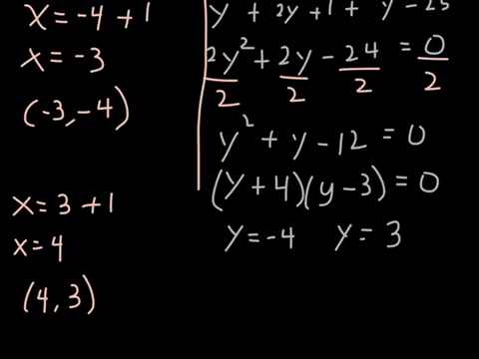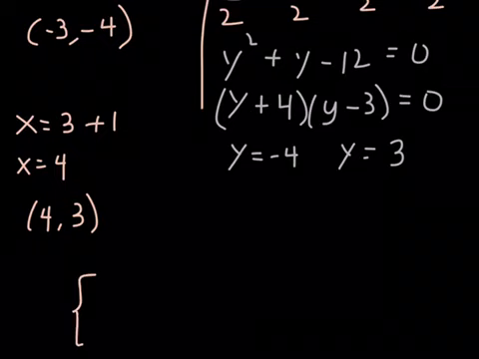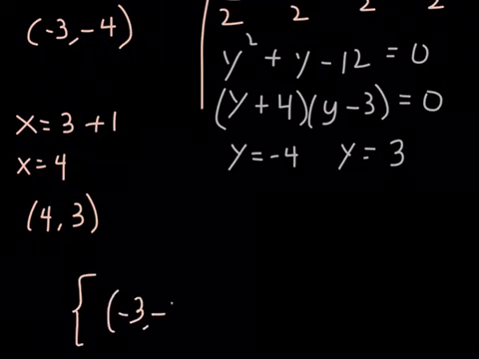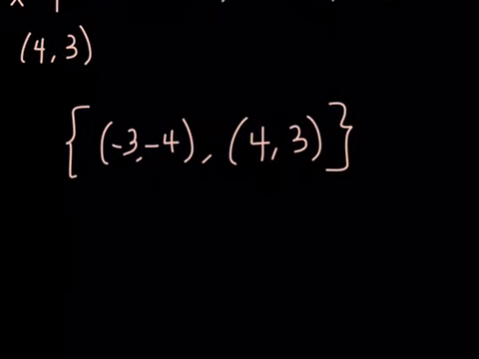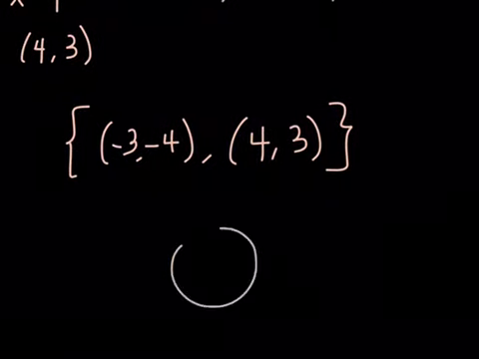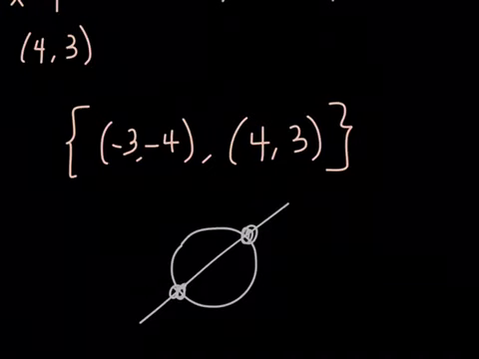I'm going to write my final answer as a solution set, okay? I'm going to ask you to do the same thing. So here's my solution set. One point of intersection is negative 3, negative 4. And the other one is 4, 3. Then you're done. So you can definitely see that the visual that I showed you earlier, you're in the case where the circle and the line intersect each other twice. So you have something like this, right? You got a line that's intersecting your circle at 2 different points. Cool? Let's look at another example.